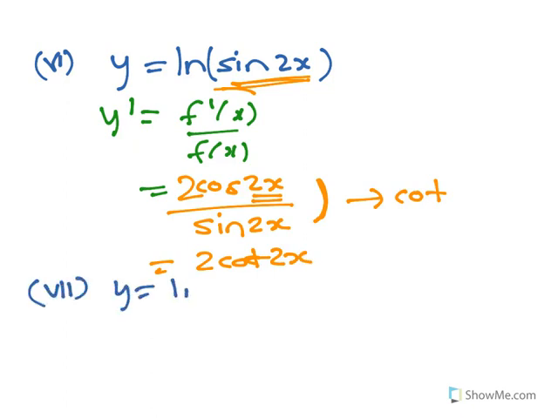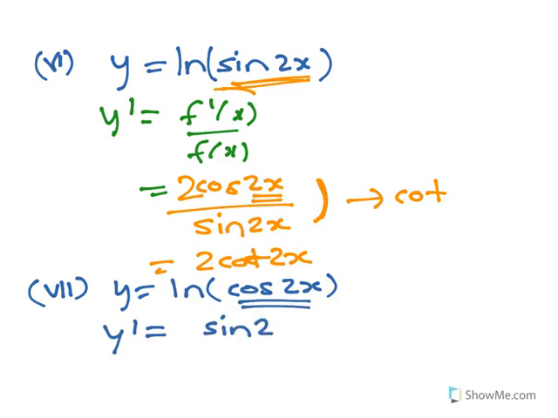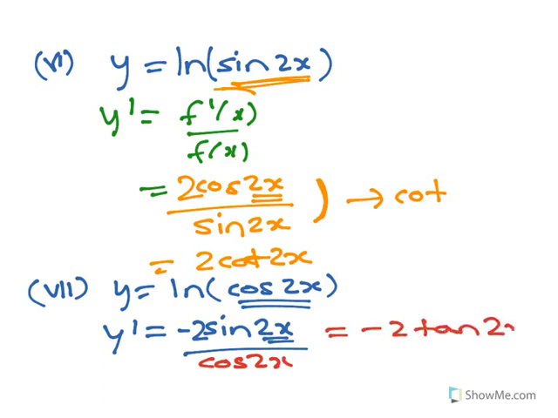And if we did y equals ln, and we have cos 2x, then y dash would equal f dash x, so the derivative of that is sine 2x with a minus and a 2, because you've got to times the derivative of the 2x, what's inside, over cos 2x. Now sine on cos is tan, so that's minus tan 2x.